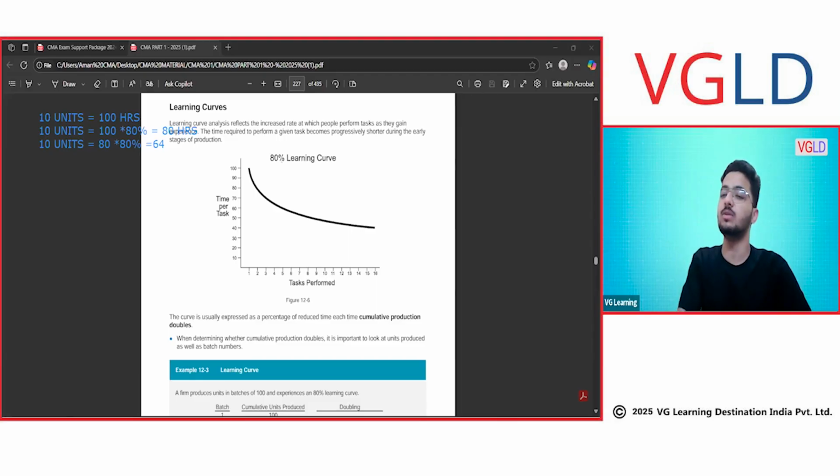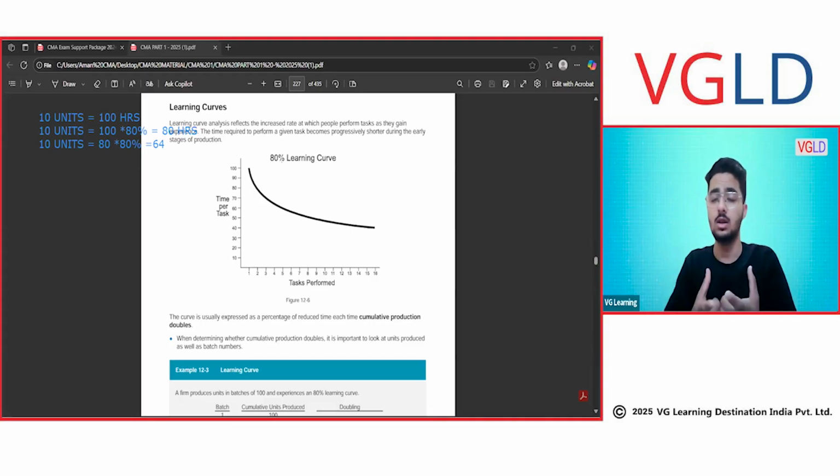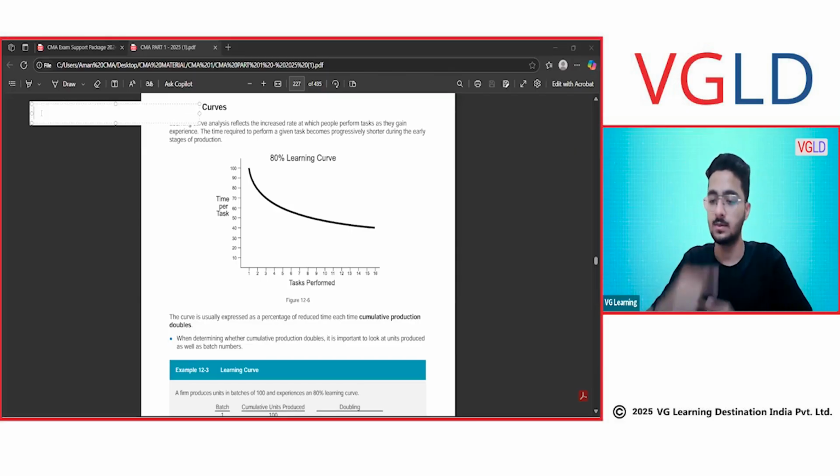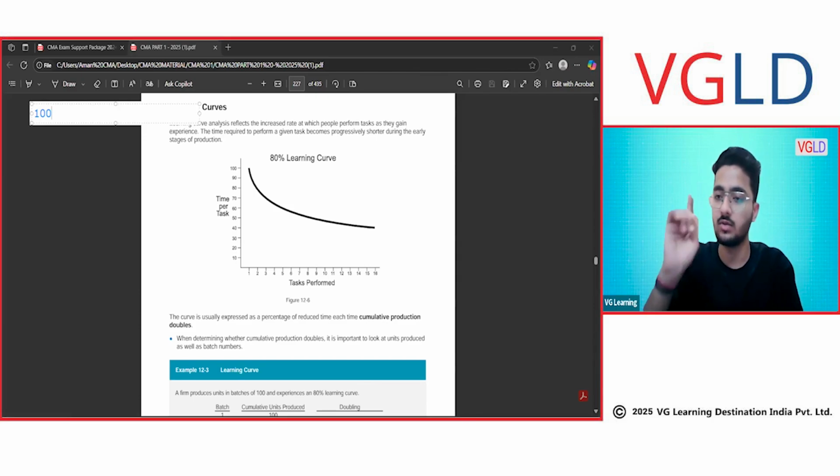In the question, you will be tested on two things, either average or cumulative. When they ask for cumulative, go for the total. But when they ask for average, divide by the number of units. I will explain this also. And we have to assume one thing, that our production doubles every time. I produce 100 units for the first batch.